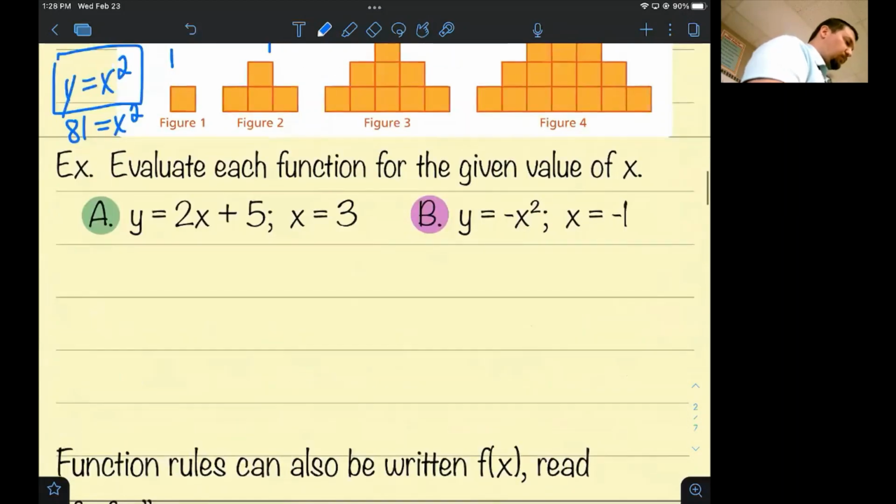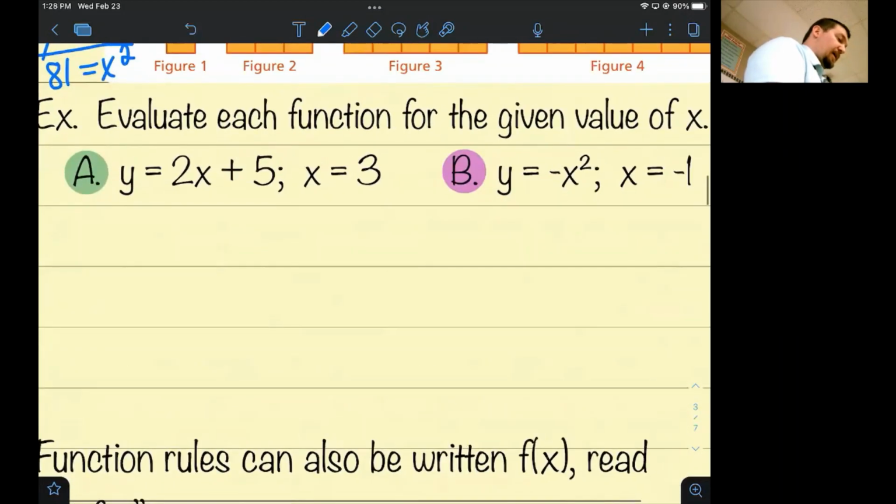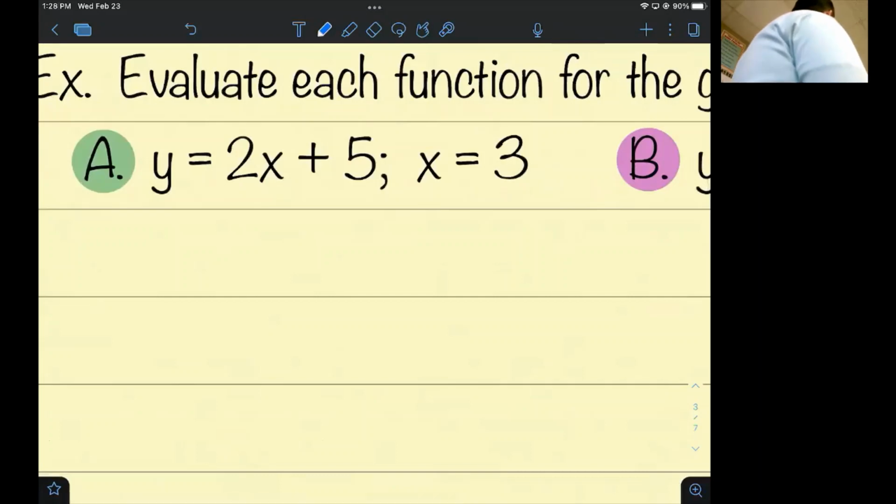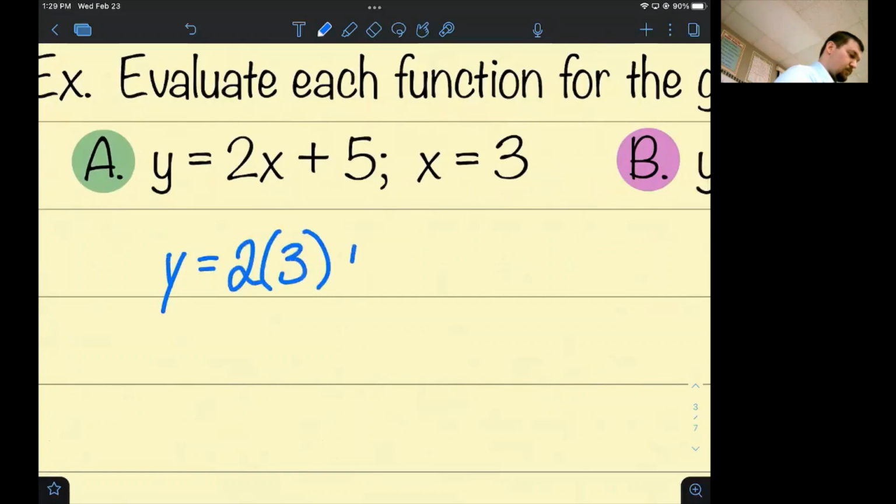Okay. Speaking of plugging in numbers, it's exactly what we're going to do here for this next one. Evaluate each function with a given value of x. They give us a linear function, y equals 2x plus 5. They want you to tell what y is equal to when you plug in 3. Now, when you plug in a number for x, you're inputting it. Remember, the x is the input variable. So I want to know what the output is. When you input 3, what's it going to output? Christian? 11. Now, 6 plus 5, it's going to output 11.